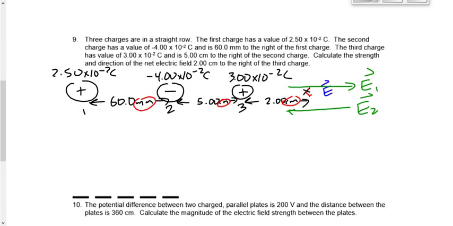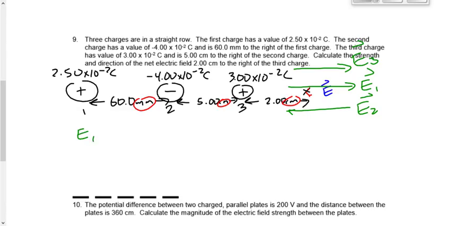What about the field caused by number 3? It's going to point to the right. The field caused by number 3 is going to point to the right because number 3 is a positive producer, and the field always points away from a positive producer. So I've got all three of those field directions. Now I've got to find all three of those field magnitudes.